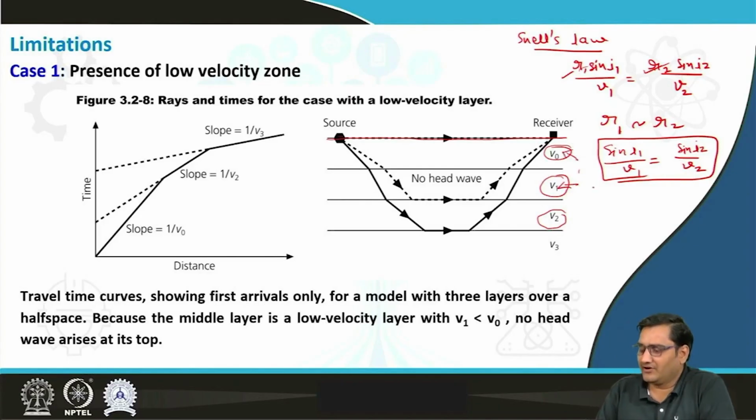So in that case, what will happen? There will be no head wave at the interface of v1 and v2, because v1 is smaller than v2. This head wave will not appear here. So on the travel time curve, first you will see the direct phase having slope 1 by v0, and then you will have the slope 1 by v2, and the 1 by v1 slope will be missing. That is happening because there is no head wave in the case of a low velocity layer. This is the first limitation.